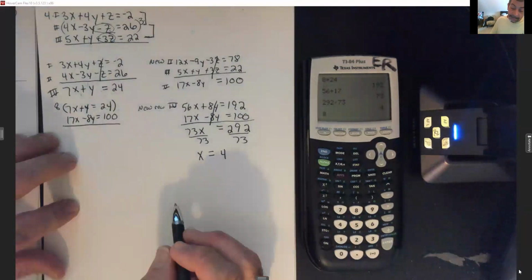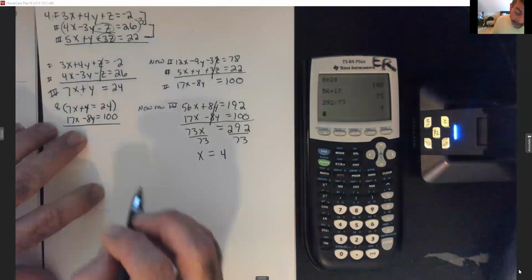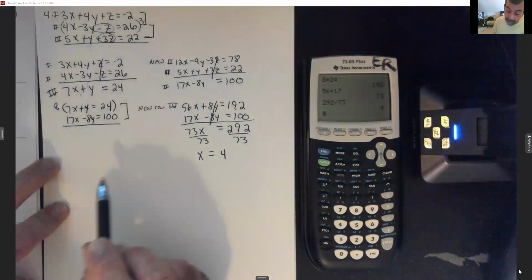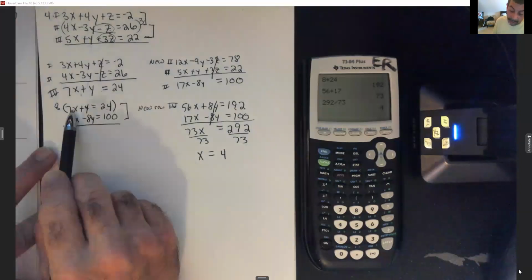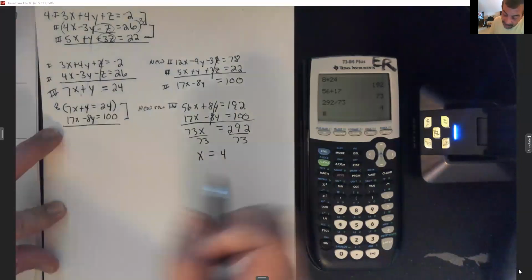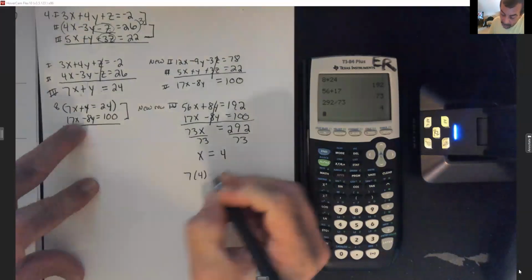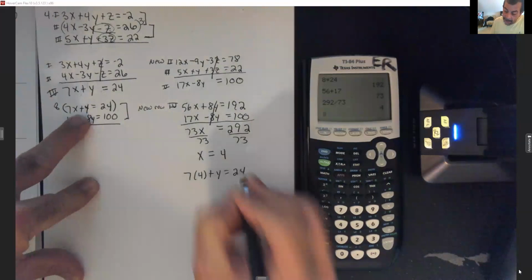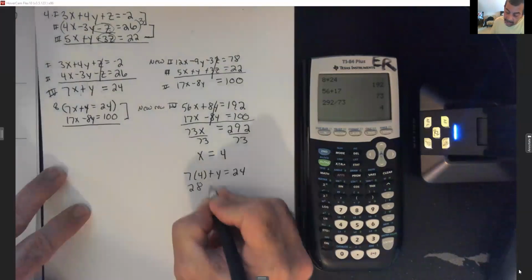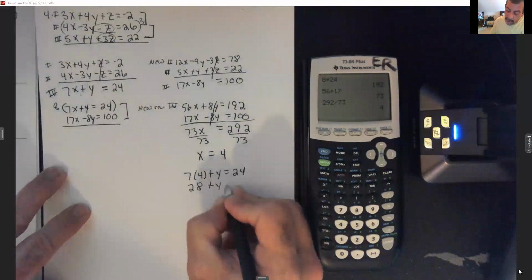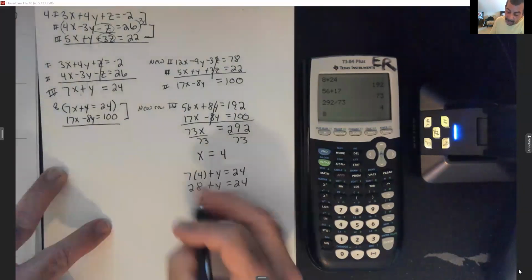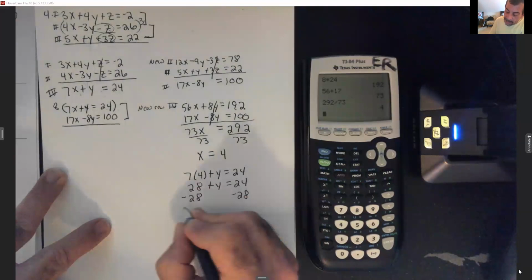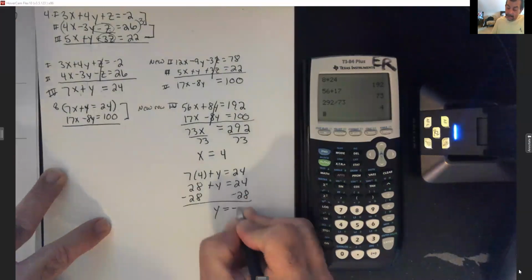So now I can come up to one of my x and y equations, put in for the x and get the y. So I'm going to use this one. So 7 times x, which is 4, plus a y has to equal 24. All right, well, 7 times 4 is 28, plus y equals 24. Last move would be to subtract that 28, and I get y equals negative 4.